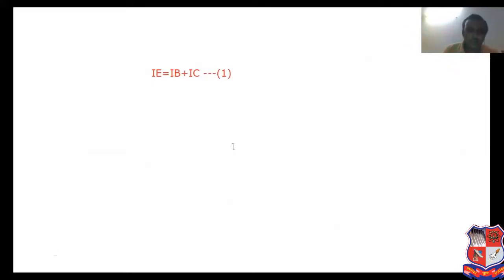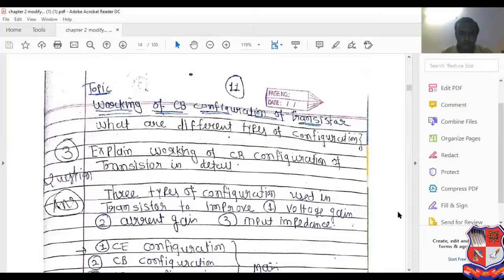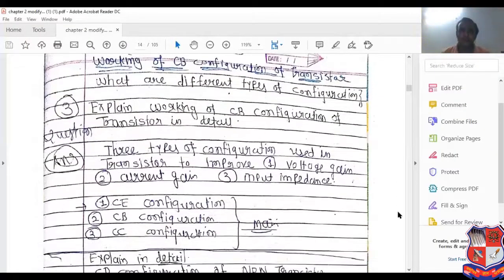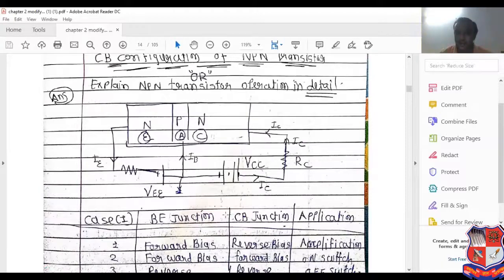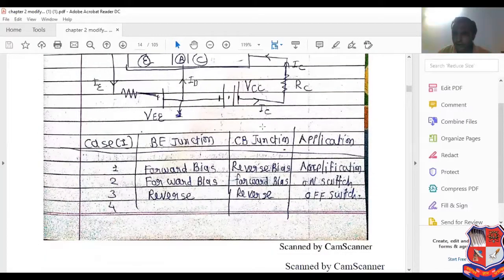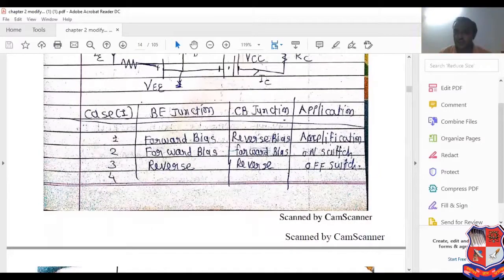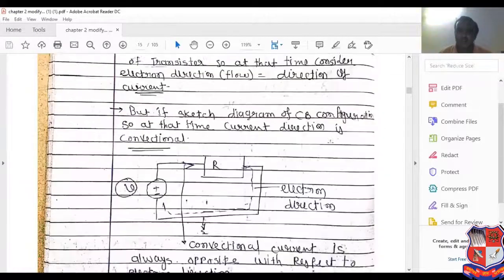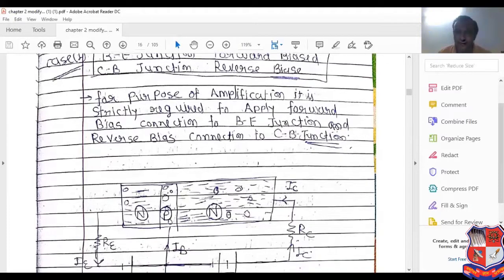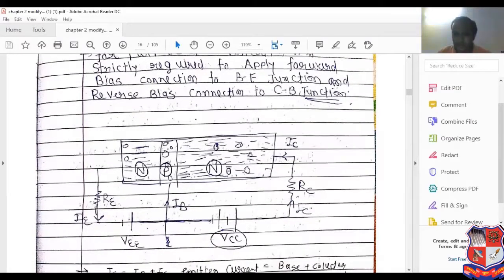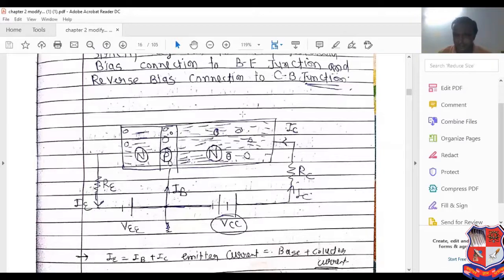Now, see this from my PDF. Explain the working of common base configuration or NPN operation of transistor. See this first case: base emitter junction forward bias, collector base junction reverse bias. It is used in the area of amplification. For the purpose of amplification, it is strictly required to apply a forward bias connection to the base emitter junction and a reverse bias connection to the collector base junction.